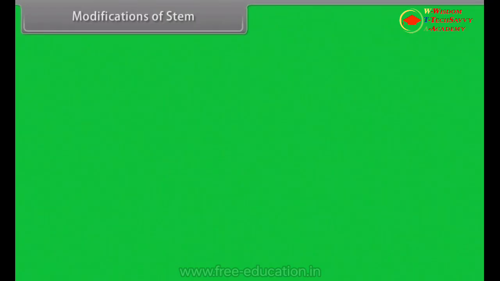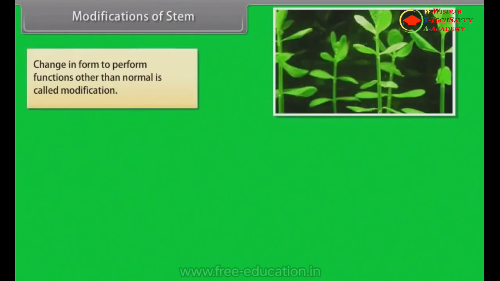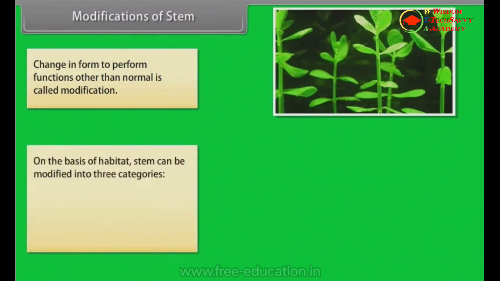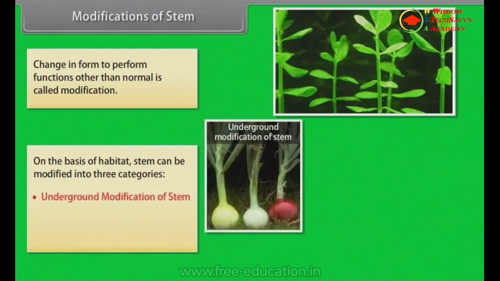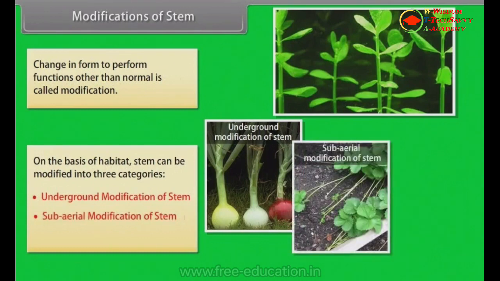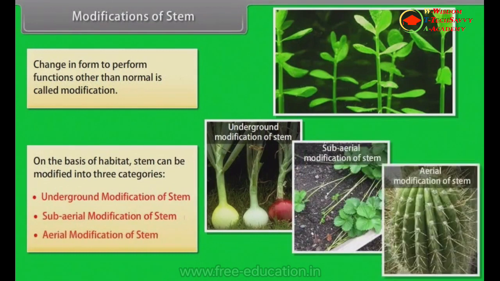Modifications of stem. Change in form to perform functions other than normal is called modification. On the basis of habitat, stem can be modified into three categories: underground modification of stem, subaerial modification of stem, aerial modification of stem.